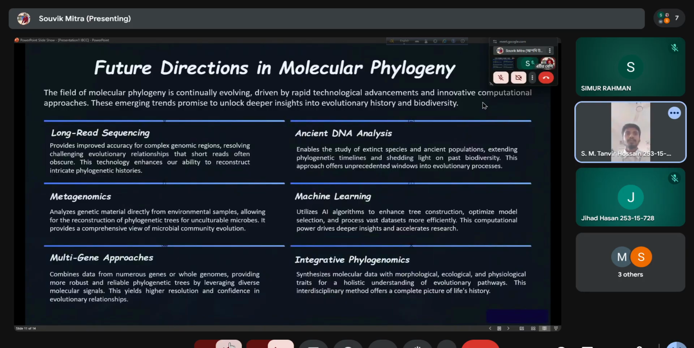Future directions. The future, however, is bright. Long read sequencing and ancient DNA are allowing us to see deeper into the past with higher accuracy. We are now using metagenomics to study unculturable microbes and machine learning to process vast datasets efficiently. Ultimately, by integrating phylogenomics, combining genetic, ecological, and physical data, we are building the most complete map of life's history yet.